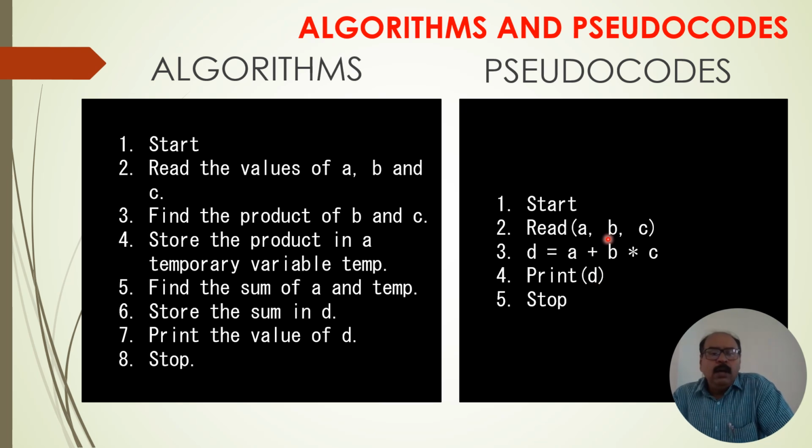Here what we are doing, we are just giving start as usual, reading all the three inputs, finding out D directly, printing D and then stop. Here we don't need to have any temporary variable and so on because we understand that the programming language, whatever we are using, will have its own system of hierarchy of operations. So it will do the operations automatically, most of the programming languages. So you don't need to explicitly work on all these things. So this is a pseudocode.